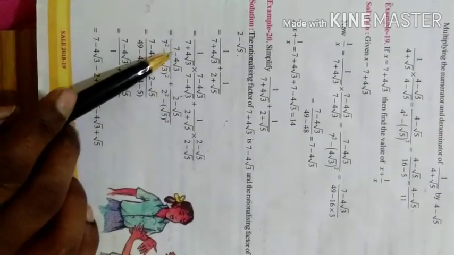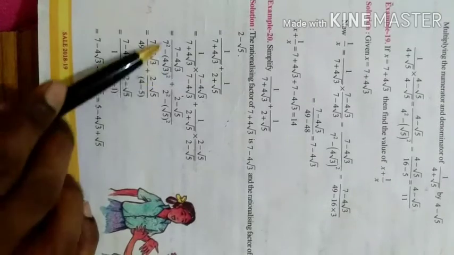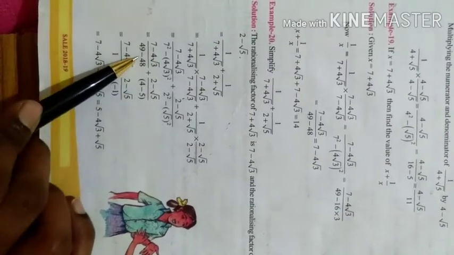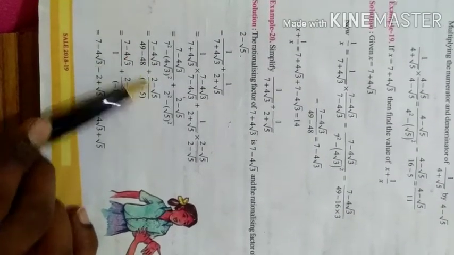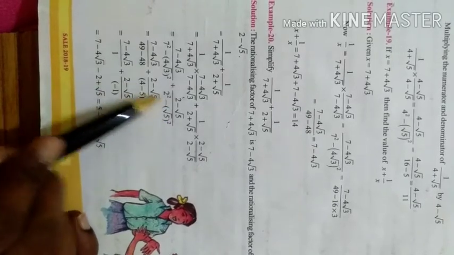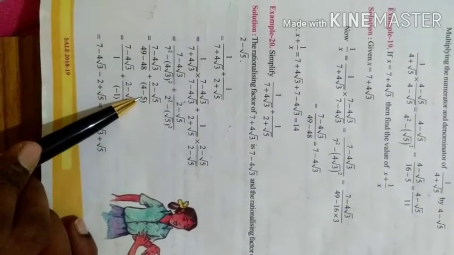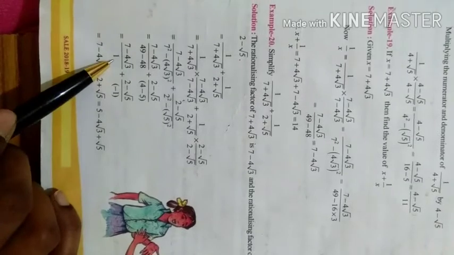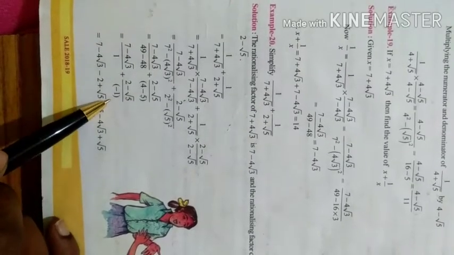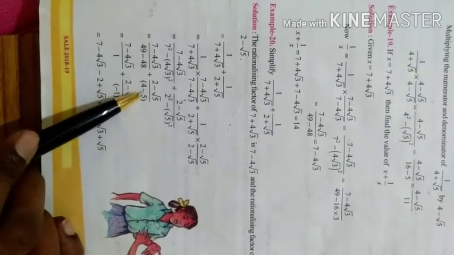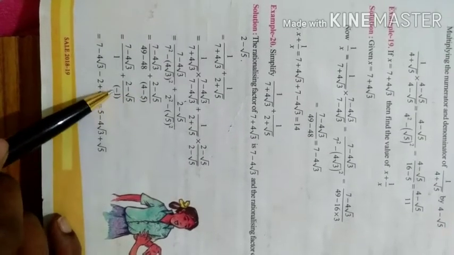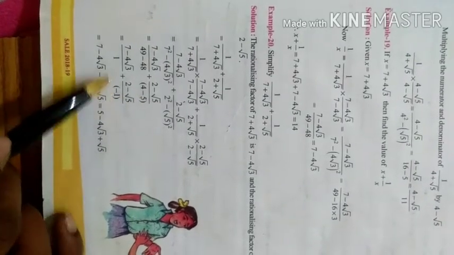Next, 7 minus 4 root 3. If you simplify this one, you will get 49 minus 48, plus 2 root 5 minus 2 root 5, the 2 root 5 terms will cancel, and you will get 5. So 7 minus 4 root 3 by 1, and 2 minus root 5 by 1. Here minus 1 is there. Why? Because the negative sign is for the bigger number, so you have to get the negative sign.